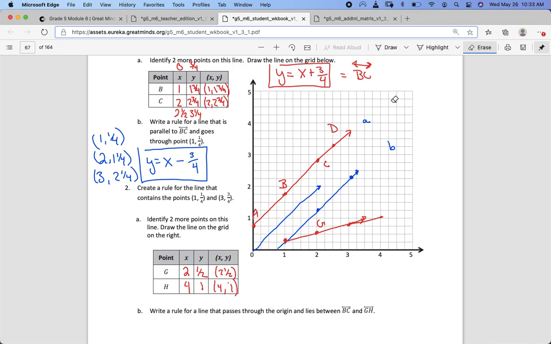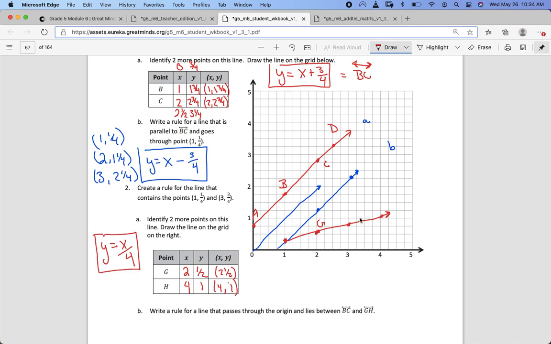This is y equals x divided by 4. Now let's test that, right? So 1 divided by 4 would be 1/4. 3 divided by 4 would be 3/4. 2 divided by 4 would be 2/4, which is actually 1/2. And 4 divided by 4 would be 1. So that is our rule for that one.